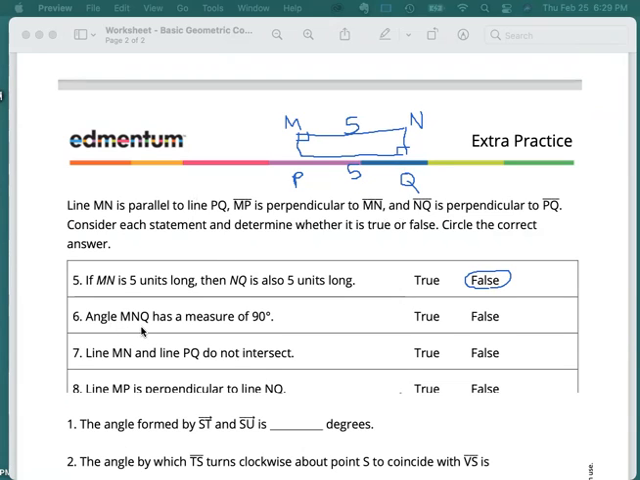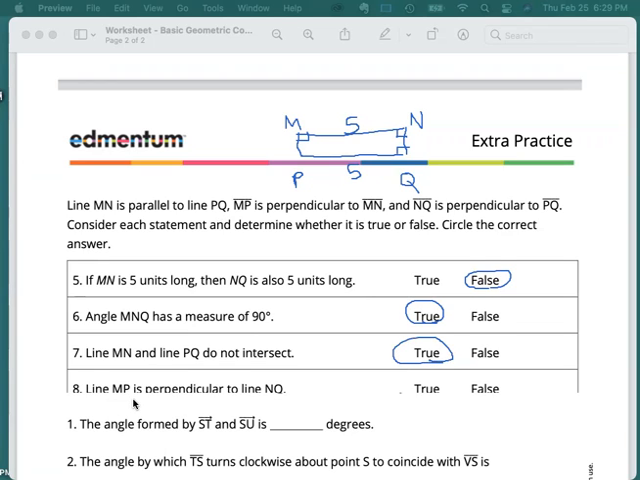Okay, angle MNQ is 90 degrees. Yes, that would be true, because a rectangle has 360 degrees in it, and 2 of the angles are already 180, so the other 2 angles have to be 90 each. Line MN and line PQ do not intersect. So line MN, so that is true because they are parallel.